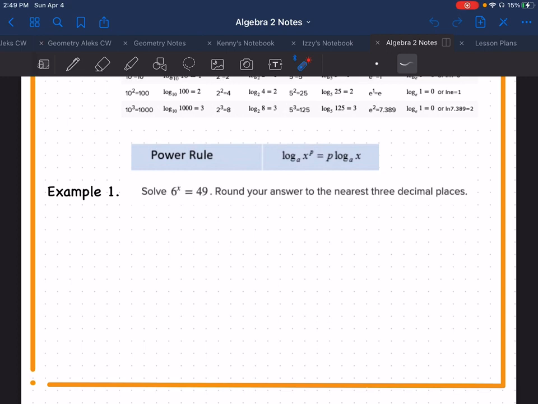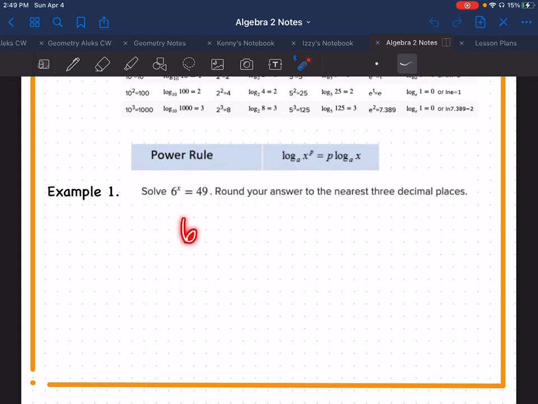So notice in example 1, they want me to solve 6 to the x power equals 49. Now we could do like we tried last time, going over to our Desmos calculator and just start putting in numbers. But we're quickly going to see that it just doesn't work. Because 49 is a whole number, the exponent for x would have to be a whole number. It could not be a negative because 49 is not a fraction.